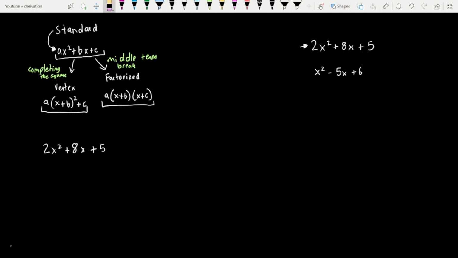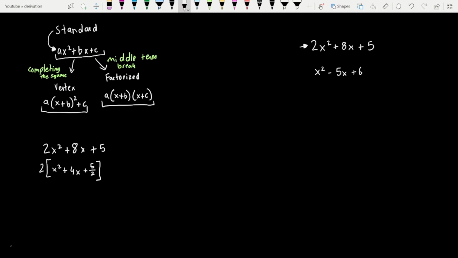So how can I get rid of that 2? Well, I can take that 2 common out of all of these three terms, and that's what I'm going to do. So I'm going to take that 2 common out, and that's just going to be 2x squared. So this is going to be 4x, and I can't really take 2 common out of 5, so I can just write it like this, 5 over 2.